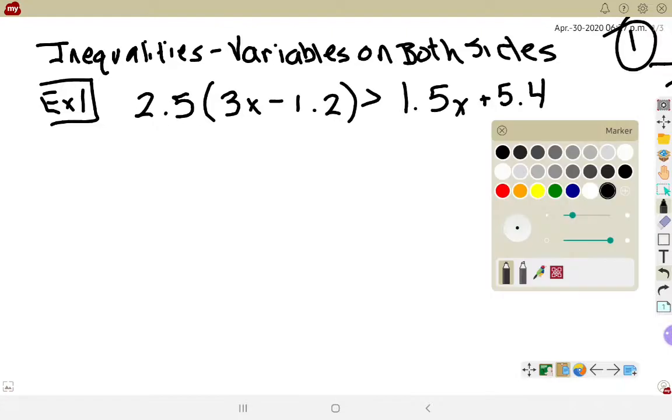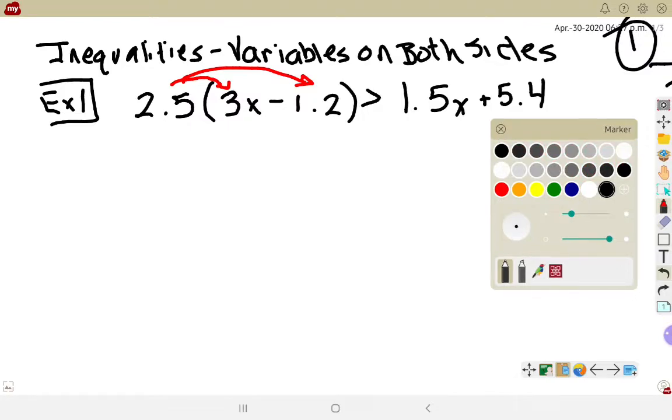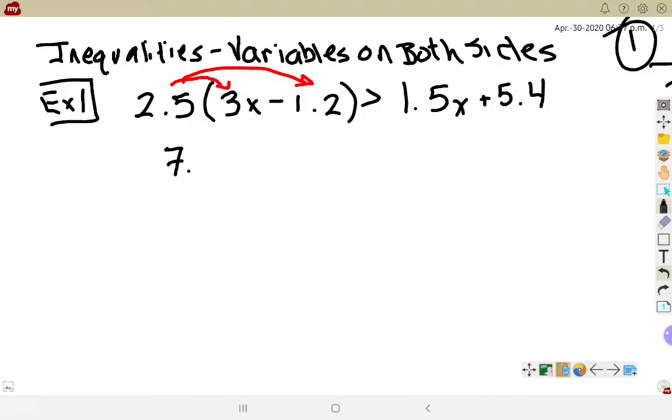Okay. So with this one, I got 2.5 times (3x minus 1.2) in brackets. And that should be greater than 1.5x plus 5.4. So my first step is going to be distributive property to multiply that 2.5 into the brackets. So everything in the brackets gets multiplied by that 2.5. So I have 7.5x minus 3. Okay, should be greater than 1.5x plus 5.4.